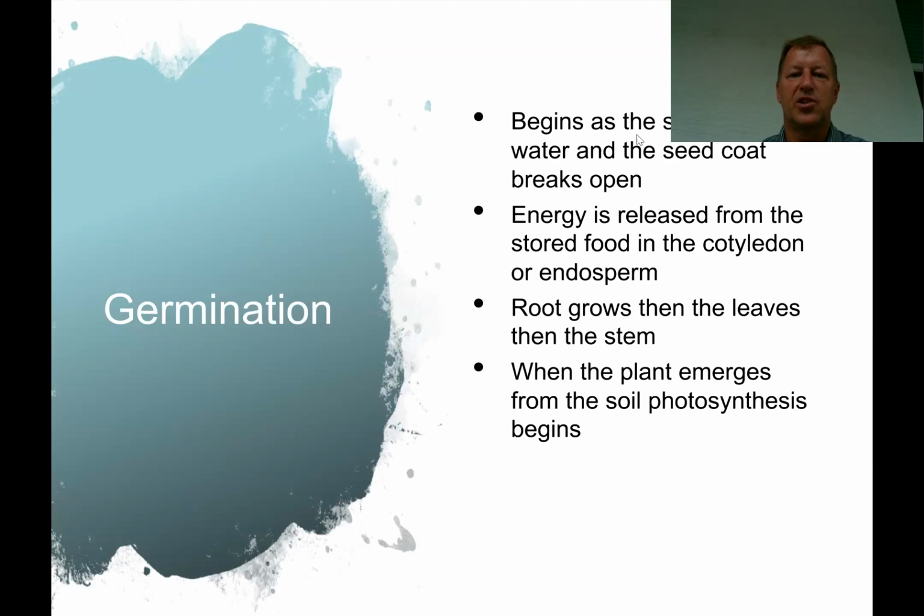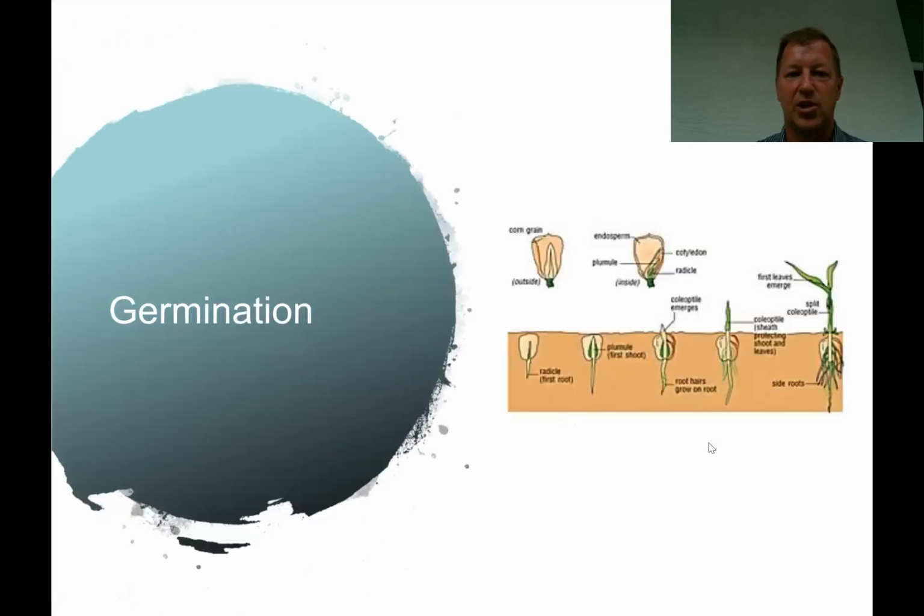So germination begins as a seed absorbs water, a seed coat breaks open, energy is released from the cotyledon or endosperm, same thing. This gives the food for the roots to grow, then the leaves, then the stem. Now, because the plant isn't doing any photosynthesis until it gets out of the soil, and then its little photosynthesis factory starts working. But it's got to have all this food from the cotyledon or the endosperm until photosynthesis starts working.